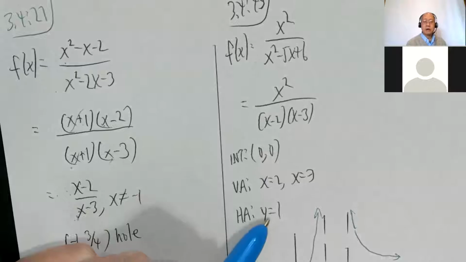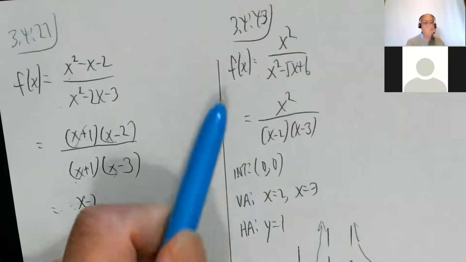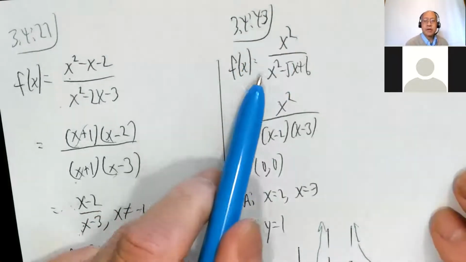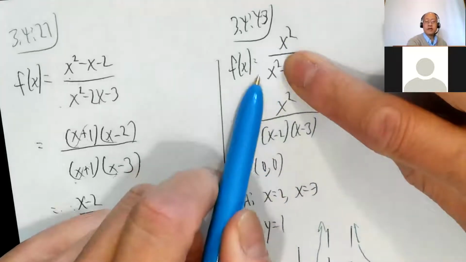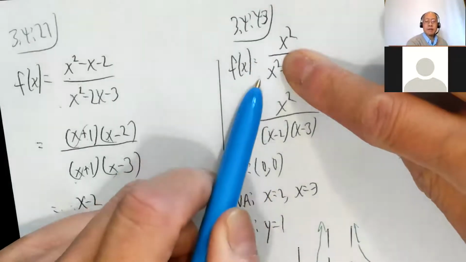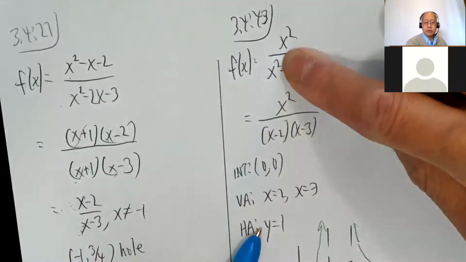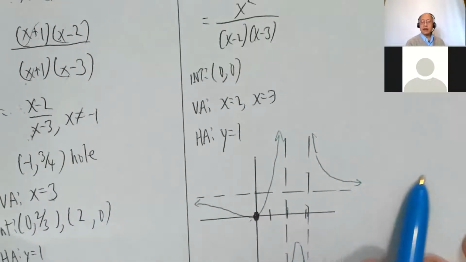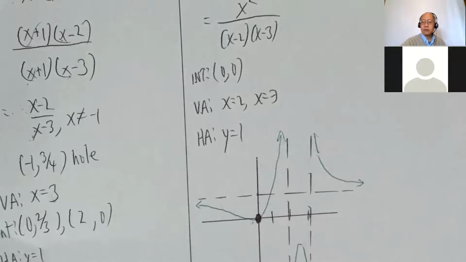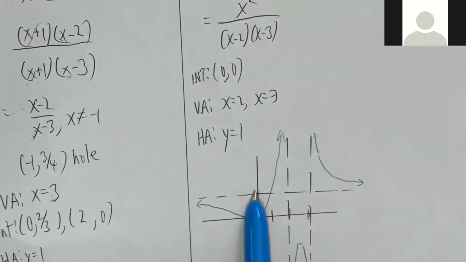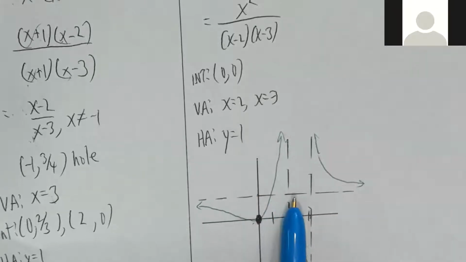The horizontal asymptote, y equals 1. How did I get that? This is second degree. This is second degree. Just look at the leading coefficients. 1 divided by 1, 1. So the horizontal asymptote is y equals 1. If I go way out to the right, or way out to the left, the graph approaches y equals 1.